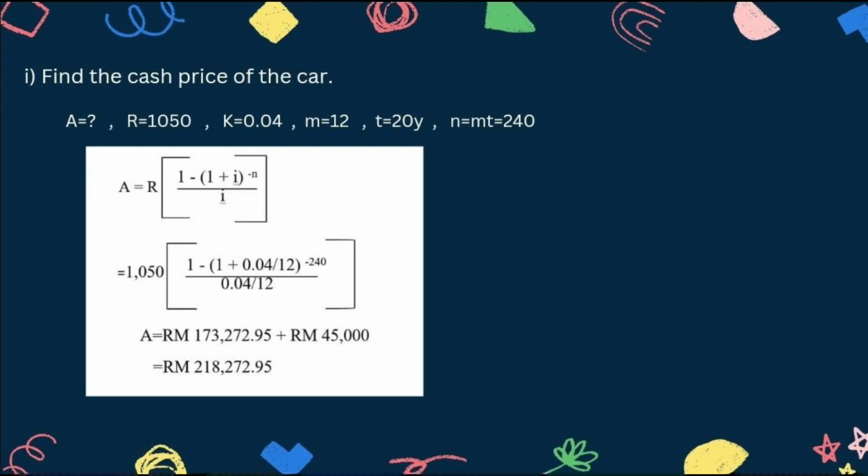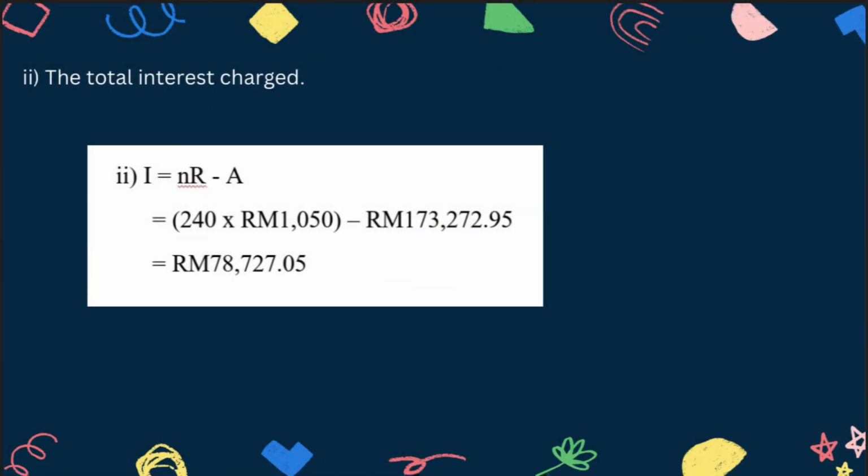For this question, we can use the present value formula. First, we have to add the information given in the formula. After solving the equation, you will get 173,272.95. Then add the answer with the down payment, which is 45,000, and we can get the answer. The cash price of the car is 218,272.95.